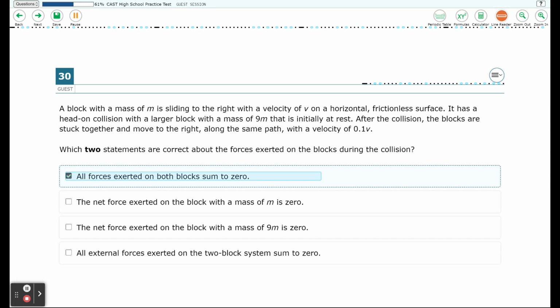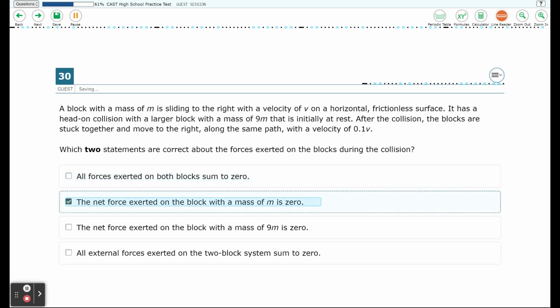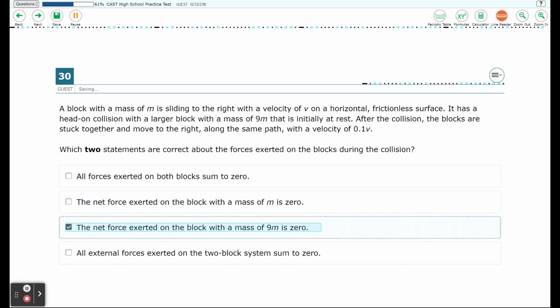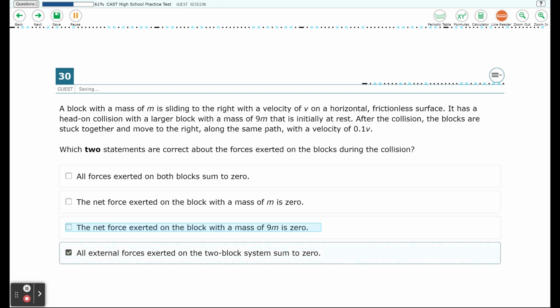All forces exerted on both blocks sum to zero. The net force exerted on the block with a mass of m is zero. The net force exerted on the block with a mass of 9m is zero. All external forces exerted on the two-block system sum to zero. Go ahead and pause and record your answer.